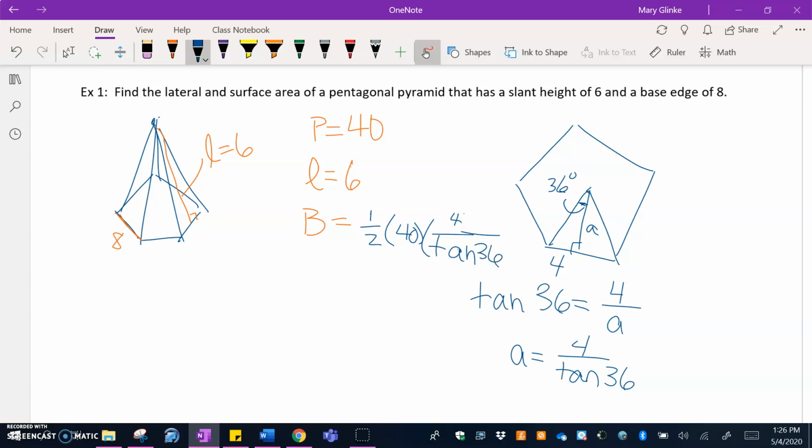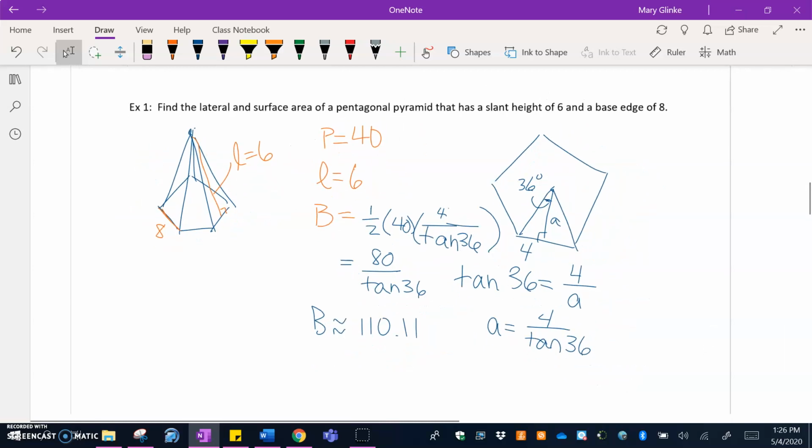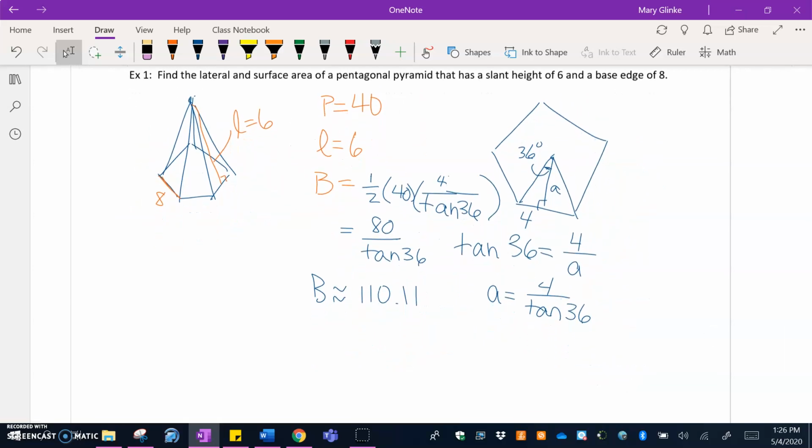Now we can simplify all of this together, or we could type this in and get a decimal answer. If we needed it simplified, it would be 80 divided by the tangent of 36. But we'll use an approximate answer, 110.11. We can type that in on our calculator and store that as B if we would like. So now we have all of our important information.